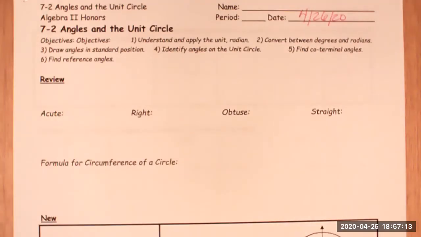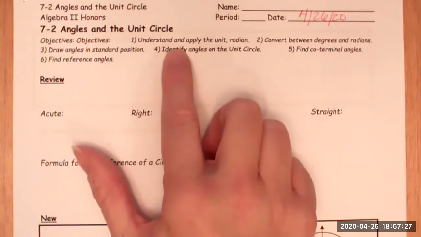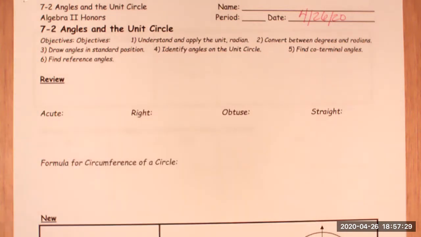Hello, everyone. We are going to continue our study of trigonometry with section 7.2, angles and the unit circle. In this section, as you can see by the objectives on the top, we're going to be understanding and applying a new unit that we haven't used before called a radian, and we'll be converting from degrees to radians to measure angles.